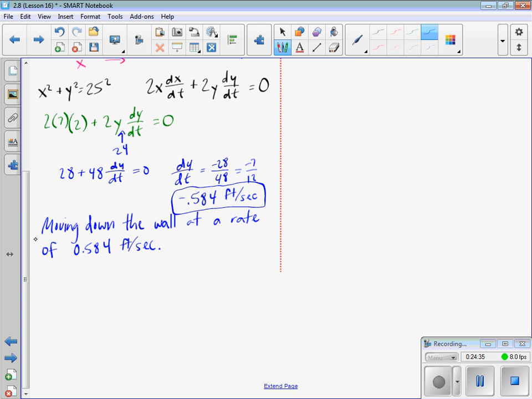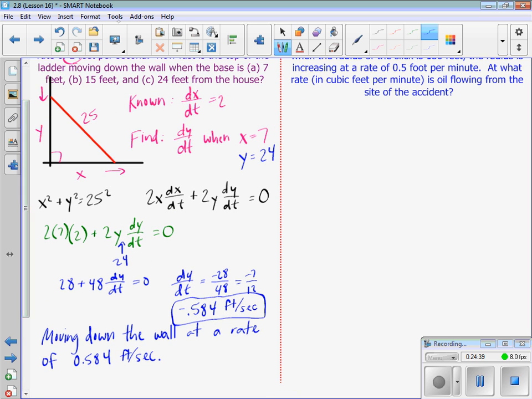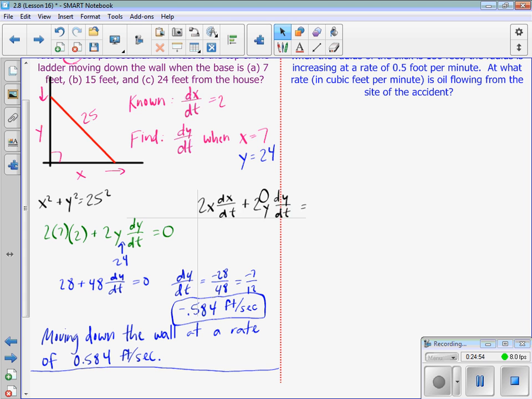Now, did I actually finish the whole question here? No, I still have to do when my x is 15, right? So go ahead and try when x is 15. You don't have to redo the entire problem here because I already have my derivative, right? So I'm still using that same derivative here.